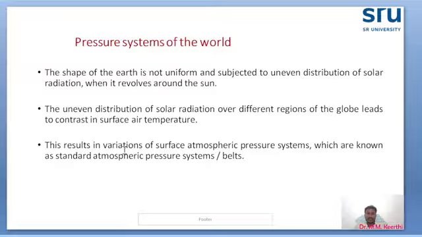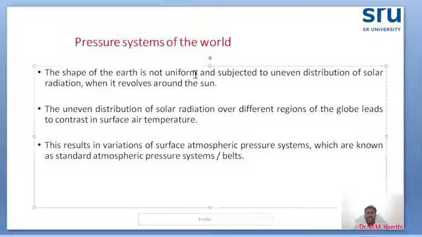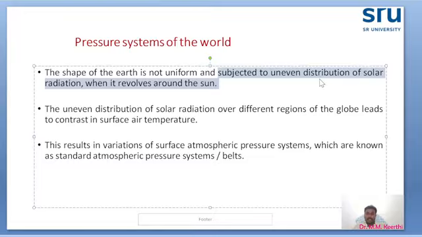Okay, how are the pressure systems in the world? The shape of the earth is not uniform. It is subjected to uneven distribution of solar radiation. So you see, how the pressure system will be in the world depends on the fact that the shape of the earth is not uniform. Due to that, there is uneven distribution of solar radiation.